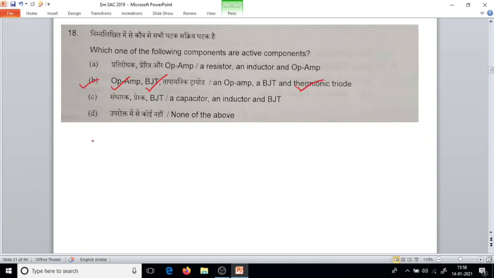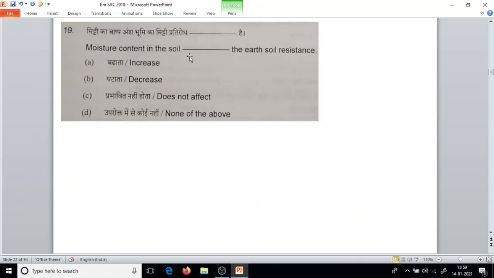Now, capacitor is not an active device, it's a passive device. What are the passive devices? Inductor is passive, capacitor is passive, resistor is also passive. Mainly these voltage sources, current sources, transistors, MOSFETs, all those are active devices.